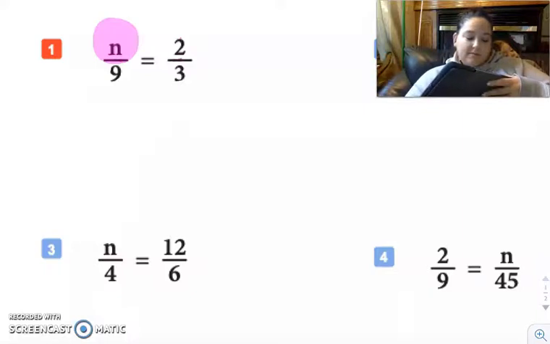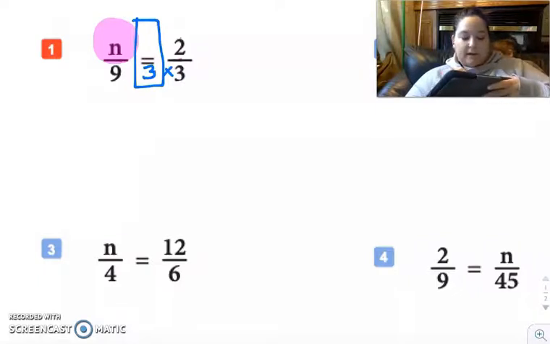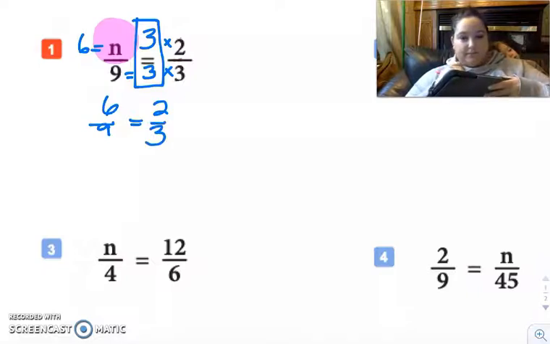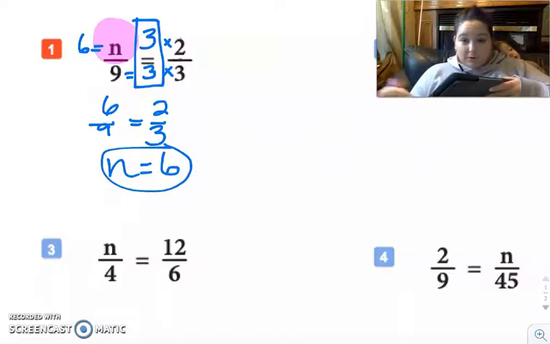Okay, so let's see here. There's a couple ways I could solve this. I am going to use a giant 1 because right away I see that 3 times 3 equals 9. So if I put 3's in my giant 1, I can do 2 times 3 and that equals 6. So that's saying that 6/9 is the same as 2/3. So n equals 6. So solving proportions is pretty much exactly like just finding equivalent fractions.